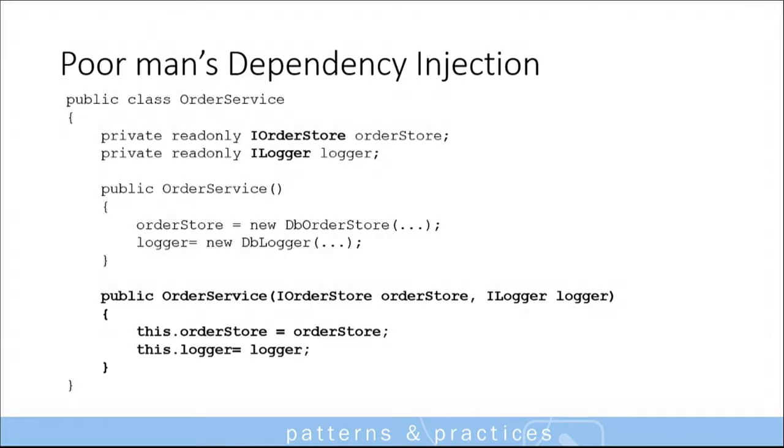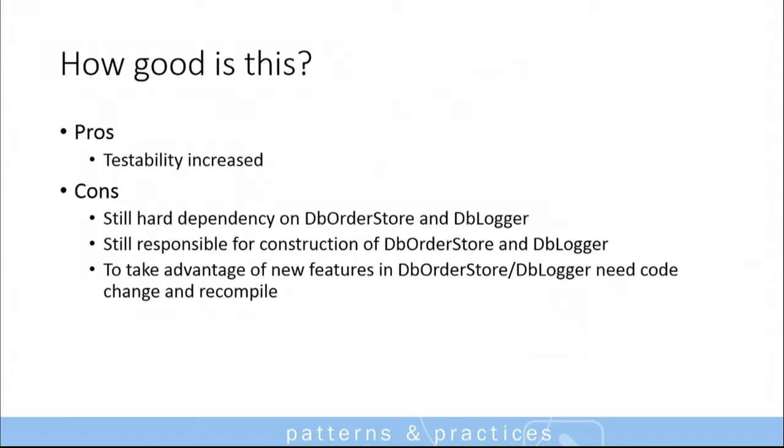So that's kind of nice, but you can see that we're still coupled to DB order store. We're still implying the lifetime of those things. So the lifetime of DB order store and DB logger are still coupled, or in this case are going to be one-to-one with order service. So you may or may not want that. So the features, if you want to update the usage of DB order store, the maintenance takes a hit, right? So again, testability is great. Hard dependencies, not so great. Still responsible for the construction, so the complexity around that is still there. And again, maintainability takes a hit.